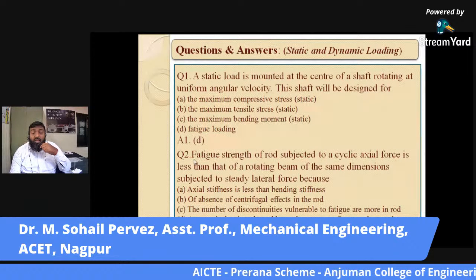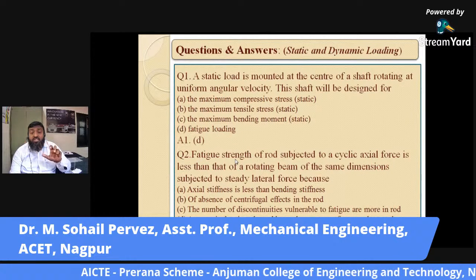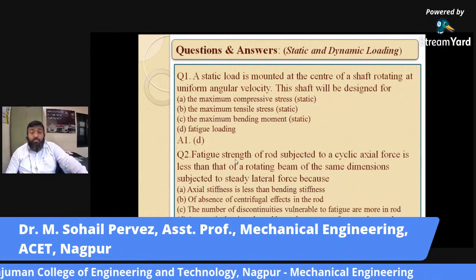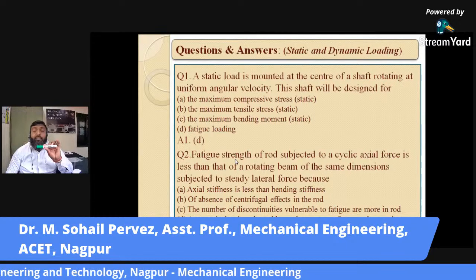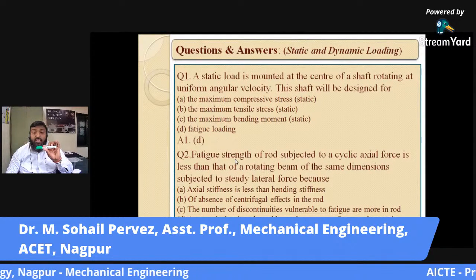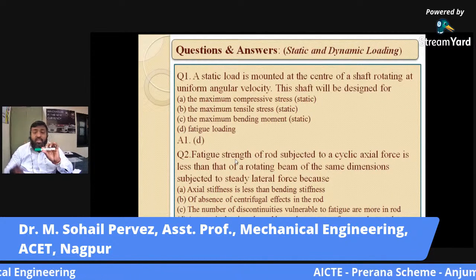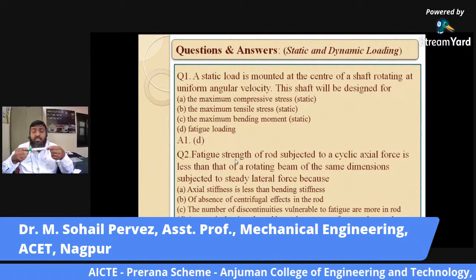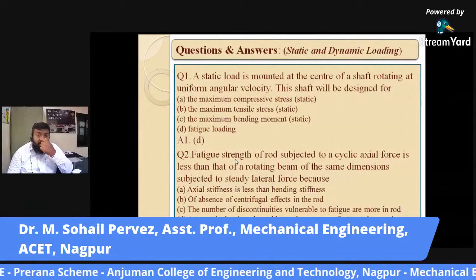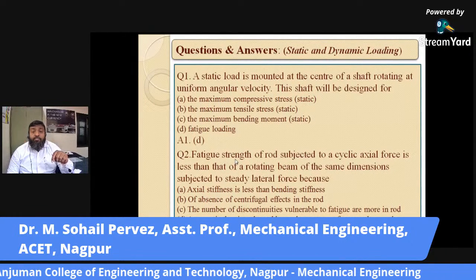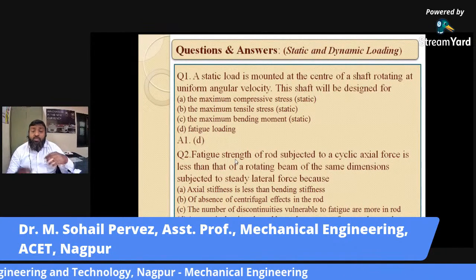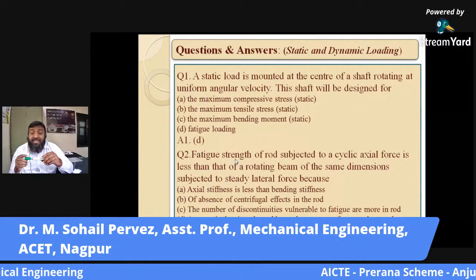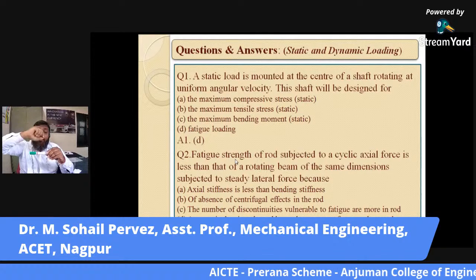See, when we again go through the question, fatigue strength of a rod subjected to cyclic axial force. So this is a rod. It is subjected to axial force, but it is cyclic. Let it be cyclic. Tensile, compression, tensile, compression. In this fashion it would be cyclic, no problem. Is less than that of a rotating beam. This beam is rotating, of the same dimension, subjected to steady but lateral force.